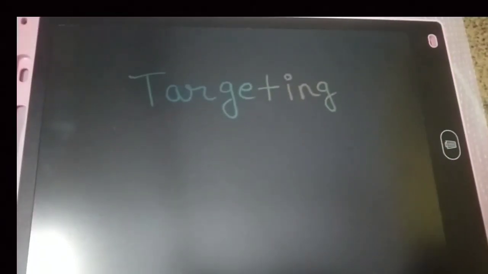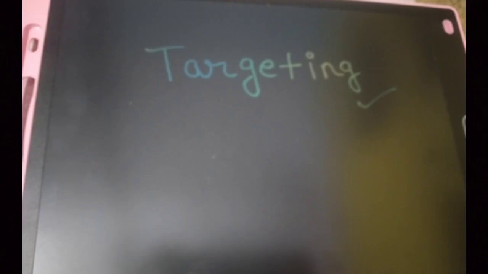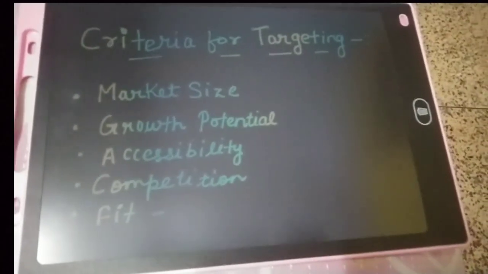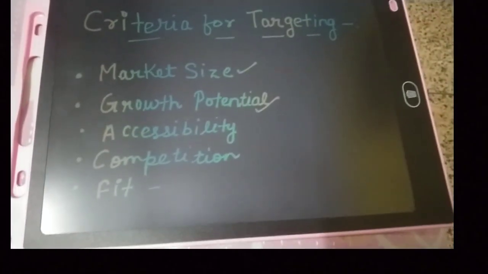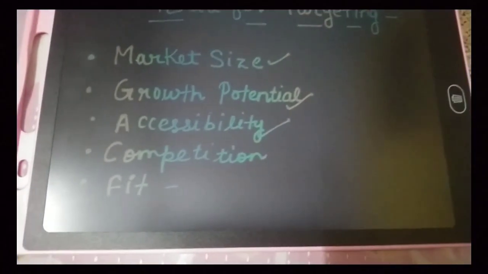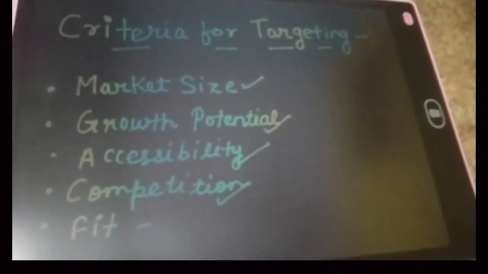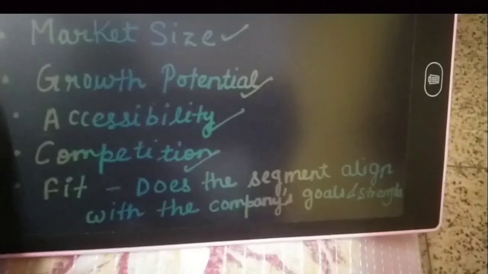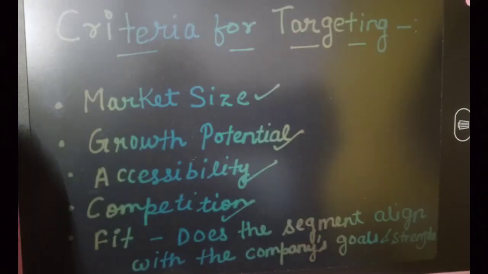Second one is targeting. After identifying the segments, businesses evaluate each one to determine which is the most attractive and viable. Criteria for targeting. Market size. Is the segment large enough to be profitable? Growth potential. Is the segment growing? Accessibility. Can the business effectively reach this segment? Competition. How strong are competitors in this segment? Fit. Does the segment align with the company's goals and strengths?